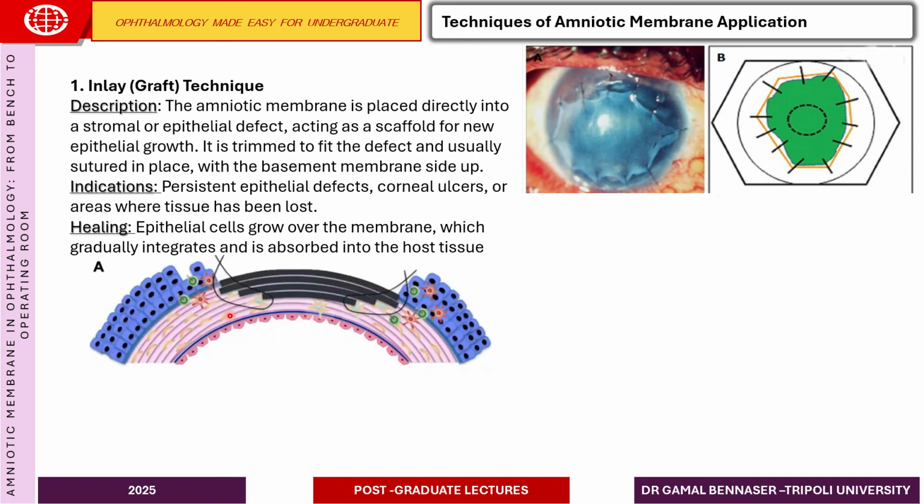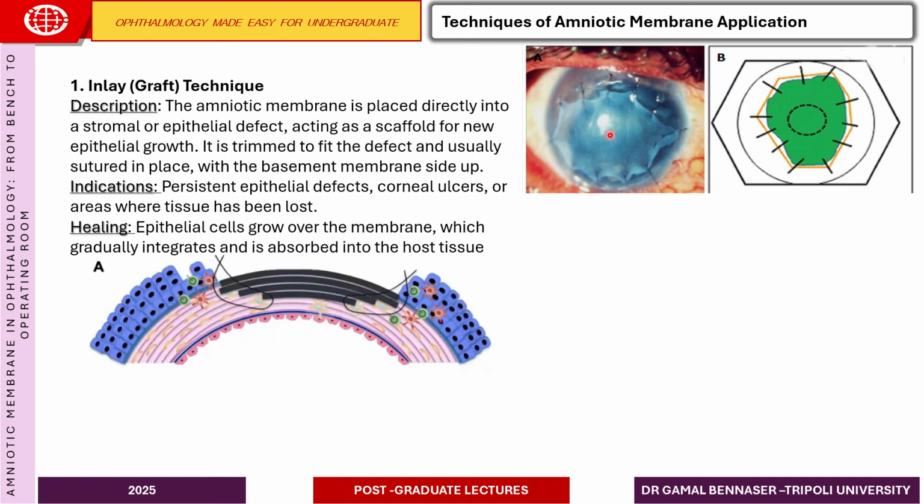Now, the most important point is the orientation of the amniotic membrane here. In such cases, the basement membrane epithelial side should be facing up, so that it acts as a scaffold or bridge for the growth, migration and proliferation of the epithelial cells. This is very important: we have to keep the epithelium and basement membrane side up, and the stromal side down.